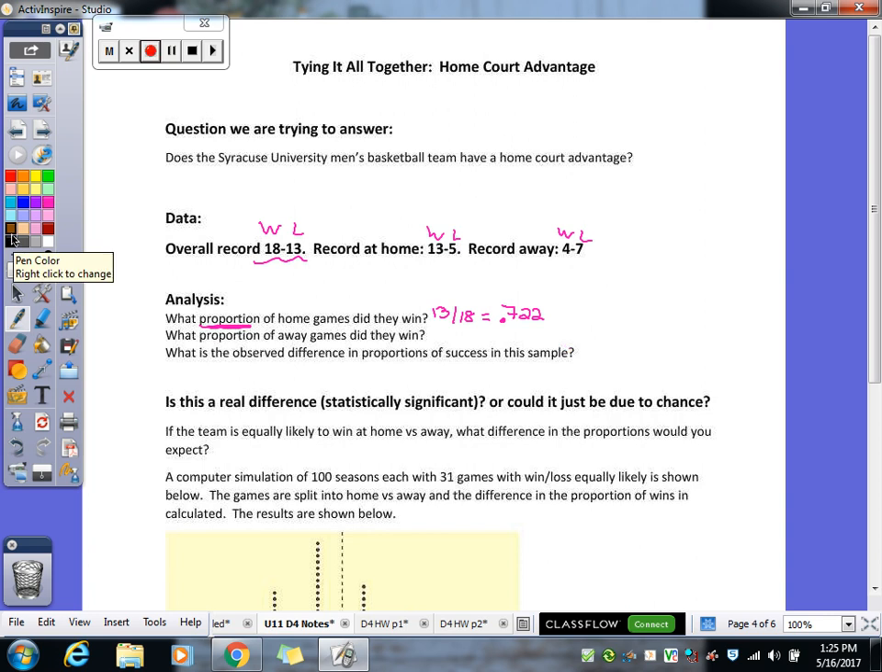So the proportion of their wins at home is 0.722. So then their proportion of wins away would be 4 out of 11, which would be what? Point what?